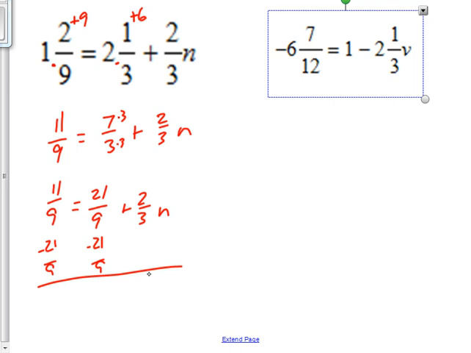All right. When I do that, I'm going to bring down my 2 thirds n. Again, this is a positive here, so I don't have to worry about bringing that down. Let's bring down our equal sign. And here, if we have a positive 11 and a negative 21, we're going to have a negative 10 ninths. Now I'm going to multiply both sides by the reciprocal, which is 3 halves.